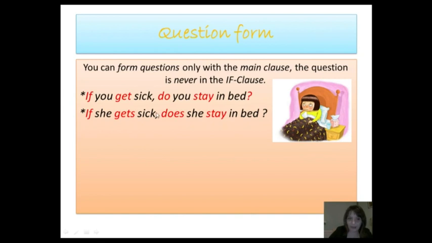Again, we have the if clause in the beginning in affirmative form, and the main clause is in question form. Since we have the third person singular, she, we had to put does to make the question.